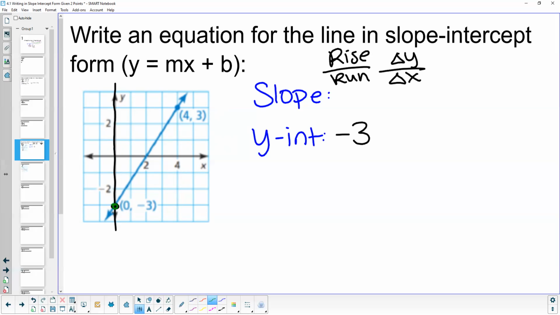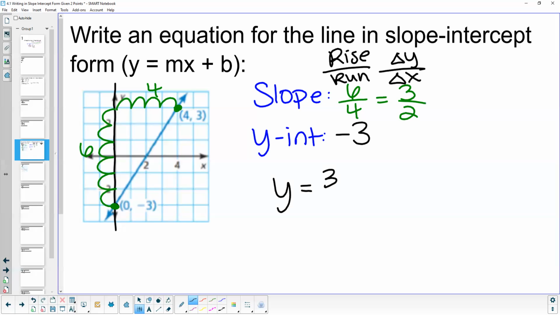So we can count it from this starting point up to our other point in green by looking at how far it moves up and how far it moves over. We've got an up of 1, 2, 3, 4, 5, 6. And we go over 1, 2, 3, 4. So our slope is going to be a rise of 6 over 4, which simplifies down to 3 over 2. So we've got a slope of 3/2 and a y-intercept of -3. Now that we have our slope and our y-intercept, we can write it in slope-intercept form. This is going to be y equals 3/2 x minus 3.